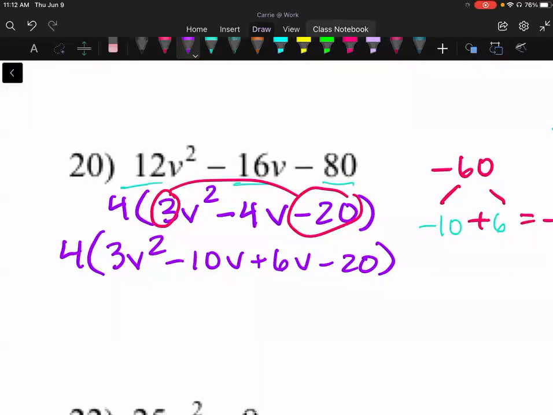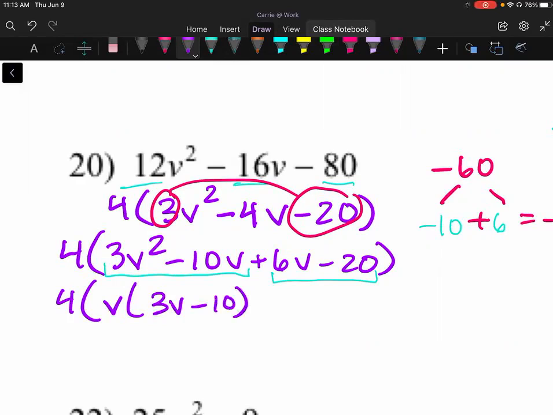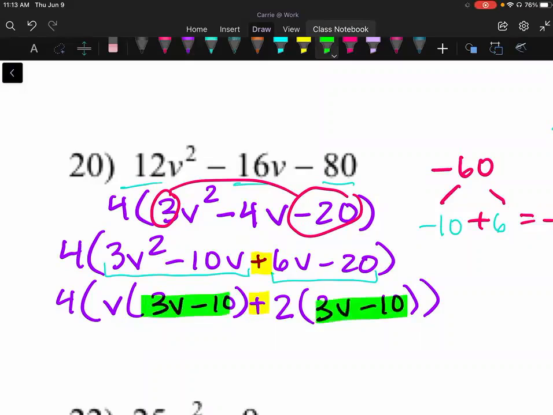All right, factoring by grouping. Gonna leave the 4 on the outside. 3 and 10 are not divisible by anything, but I can take out a v. So we're left over with 3v minus 10. Bring down the sign. 6 and 20 are both divisible by 2. And we're gonna get the same thing. We'll know that we did this correctly because the insides do match up. So our first factor is going to be 3v minus 10. Our second factor is going to be v plus 2.